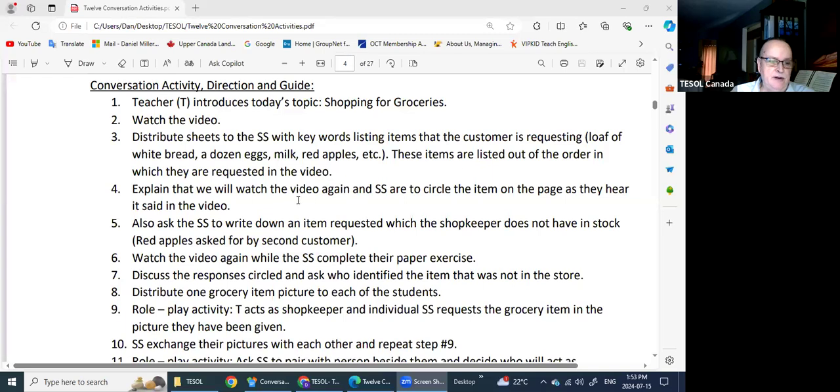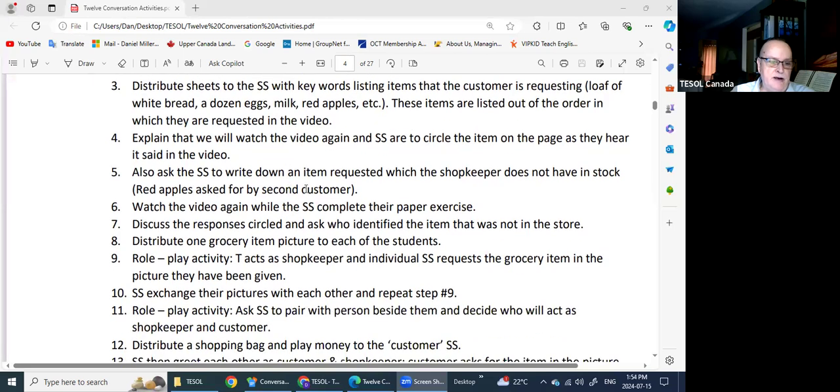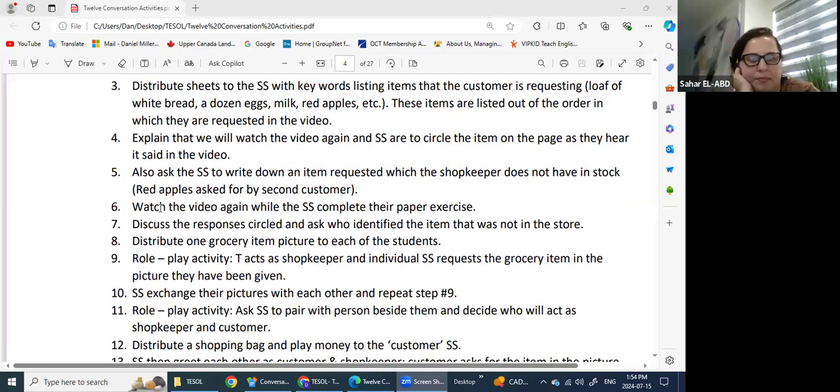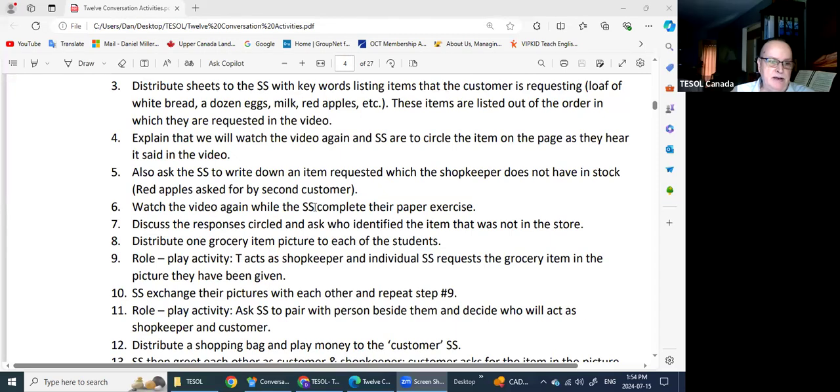Explain that we will watch the video again, and the students are to circle the item on the page as they hear it said in the video. Also ask the students to write down an item requested which the shopkeeper does not have in stock. And that is, red apples are asked for by the second customer, but the grocery owner only has green apples. And then we watch the video for the third time while students complete their paper exercise.